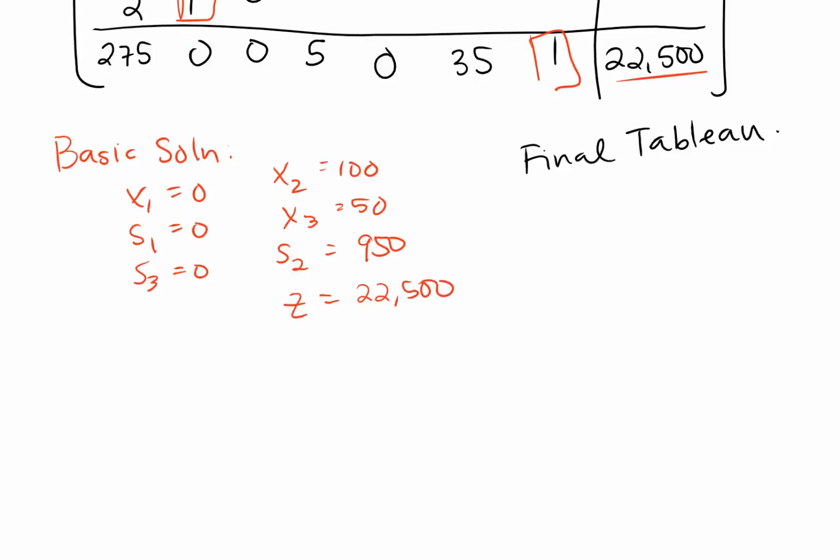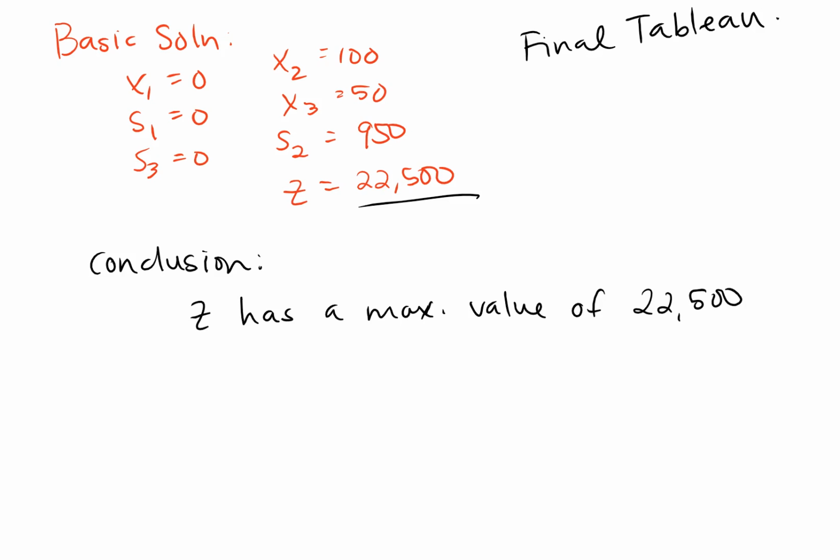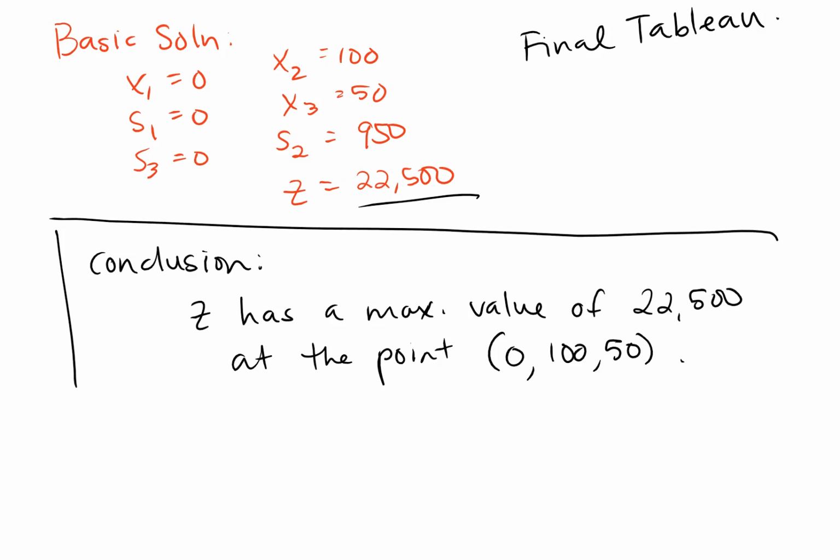So what's our conclusion? We can say that z has a maximum value of 22,500 at the point, and remember the slack variables are not the variables we start with, right? x1, x2, and x3 are our variables. So at the point where x1 is 0, x2 is 100, and x3 is 50. And that would be our final answer.